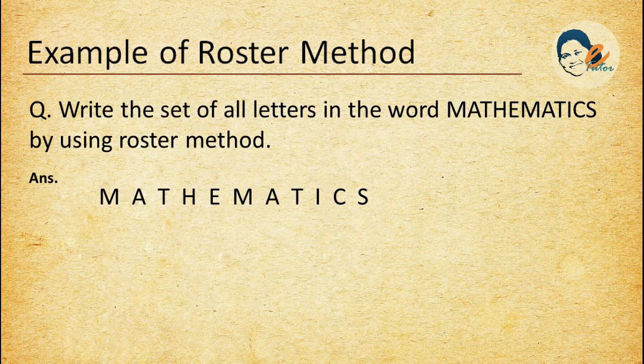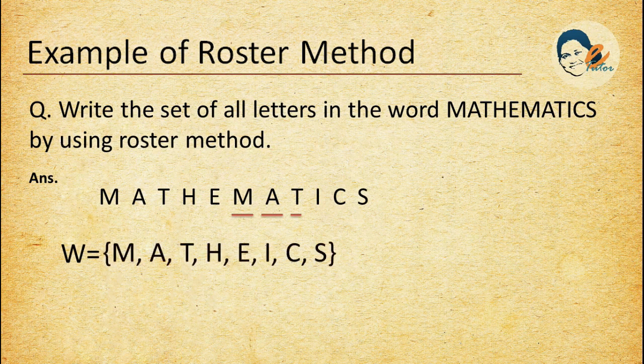Now look at this carefully. M, A and T are repeated. That's why in this set of letters each letter will occur only one time, because elements must be distinct, right? So if we call this set W, then the set will look like this: M, A, T, H, E, I, C, S. These underlined letters will not be included in this set.